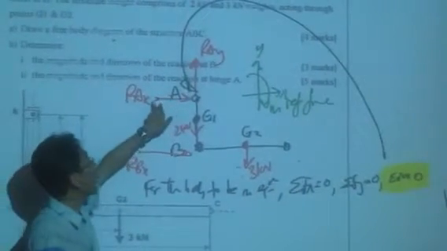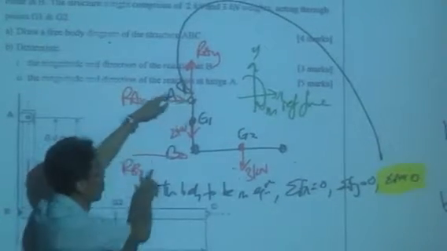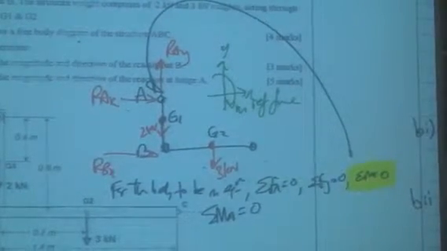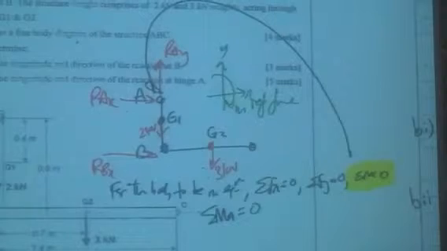Why? Because when you use it there, RAX, RAY goes to 0. True? So 1 unknown. Let me demonstrate. You see the solution, but anyway, summation moment about A must be 0. So what do you have? The 2 kilonewton goes to the reference point, right? So 0. Yeah? RBX about A, clockwise or anti-clockwise?